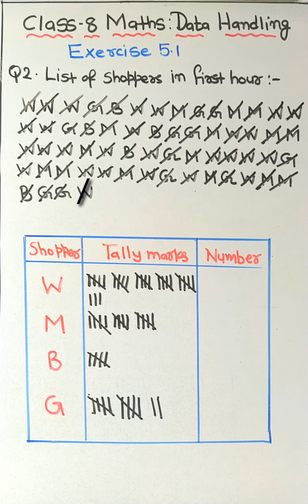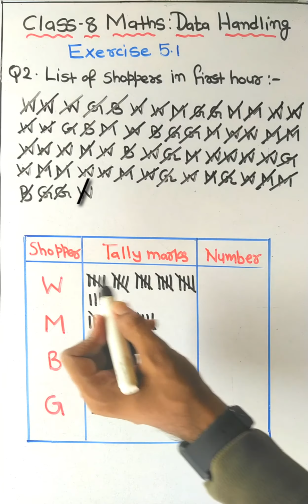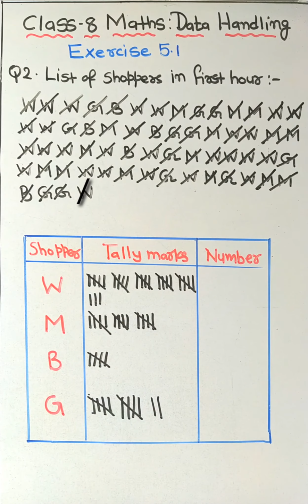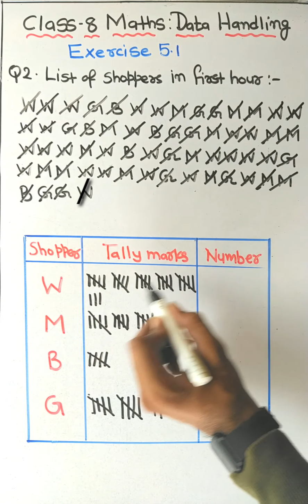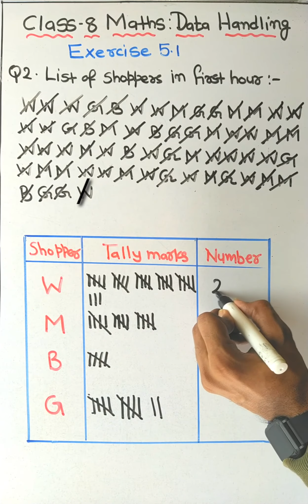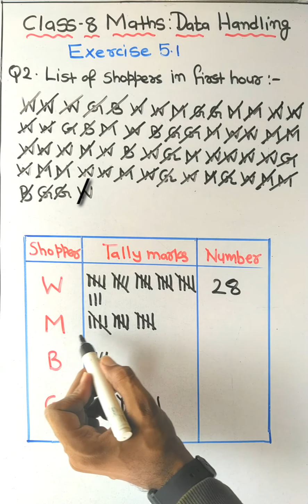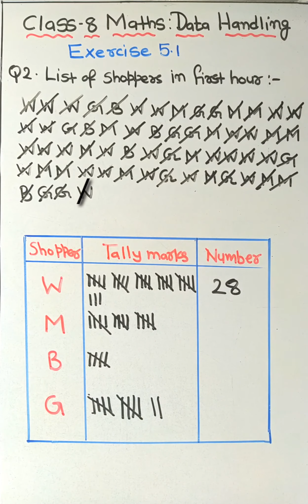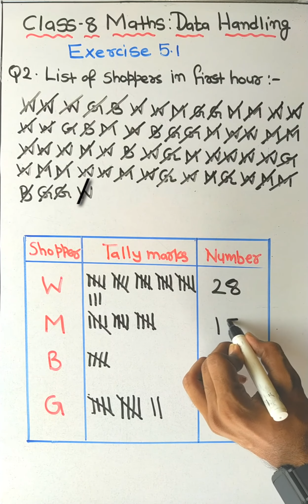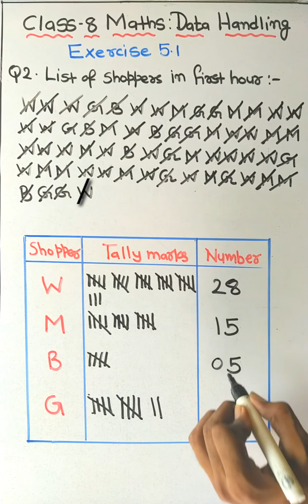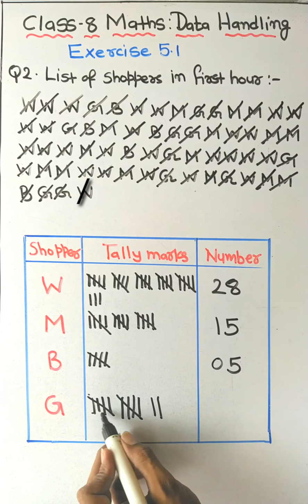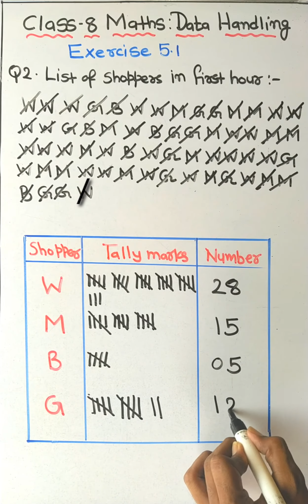So likewise we have drawn the lines of tally marks. Now what we will do, we will just count the bunches of 5 and then we will add and write the numbers, right? So over here woman is 1, 2, 3, 4, 5. 5 5s are 25 and then 3, that is 28. Over here men is exactly 3 bunches, so we will write 5 3s are 15. Boys are 5 in number and girls 1 2, that is 10 and 1 12, right?